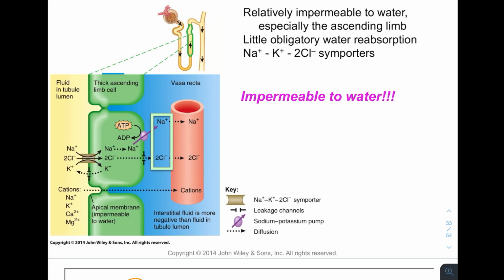Now, in general, what we're going to see is that the descending limb and the ascending limb have opposite functions. And let's look at the ascending limb first. The ascending limb, in general, is going to be impermeable to water. So water does not cross that epithelium. However, it is famous for reabsorbing a bunch of salts, specifically sodium, chloride, potassium, but also calcium and magnesium. All of these get reabsorbed.